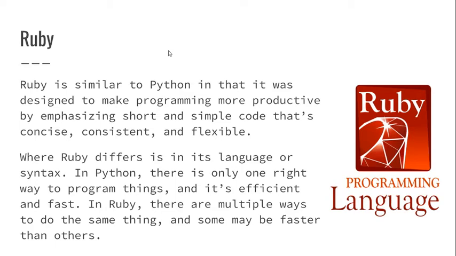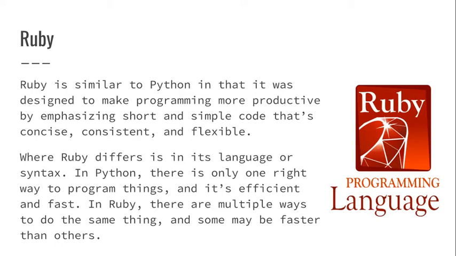Ruby is similar to Python. It was designed to make programming more productive. It uses short, simple code. It's really flexible, but it differs in its syntax.